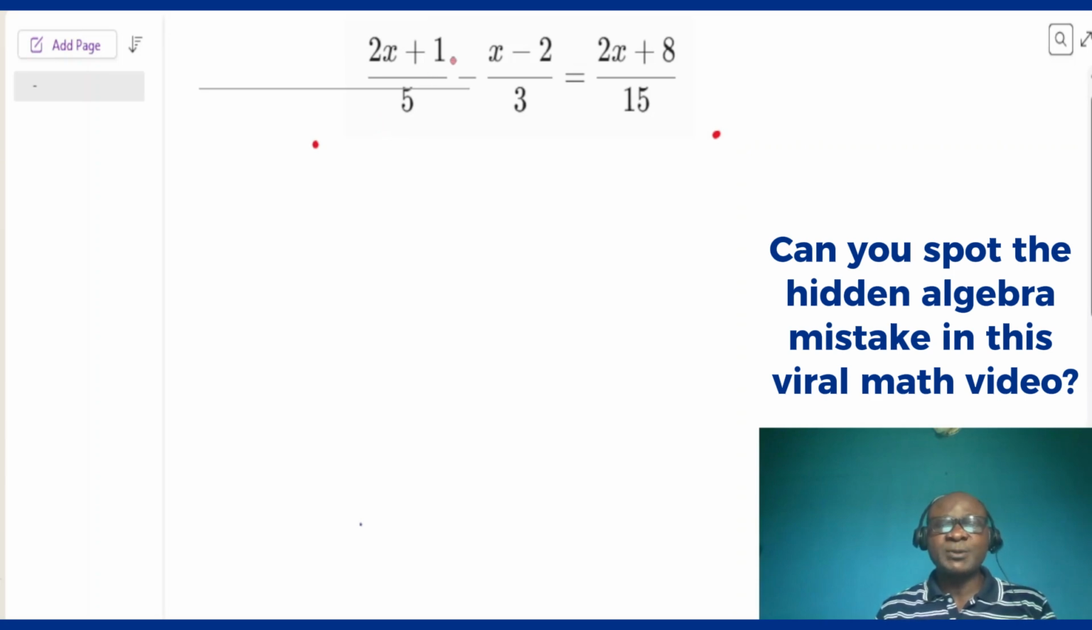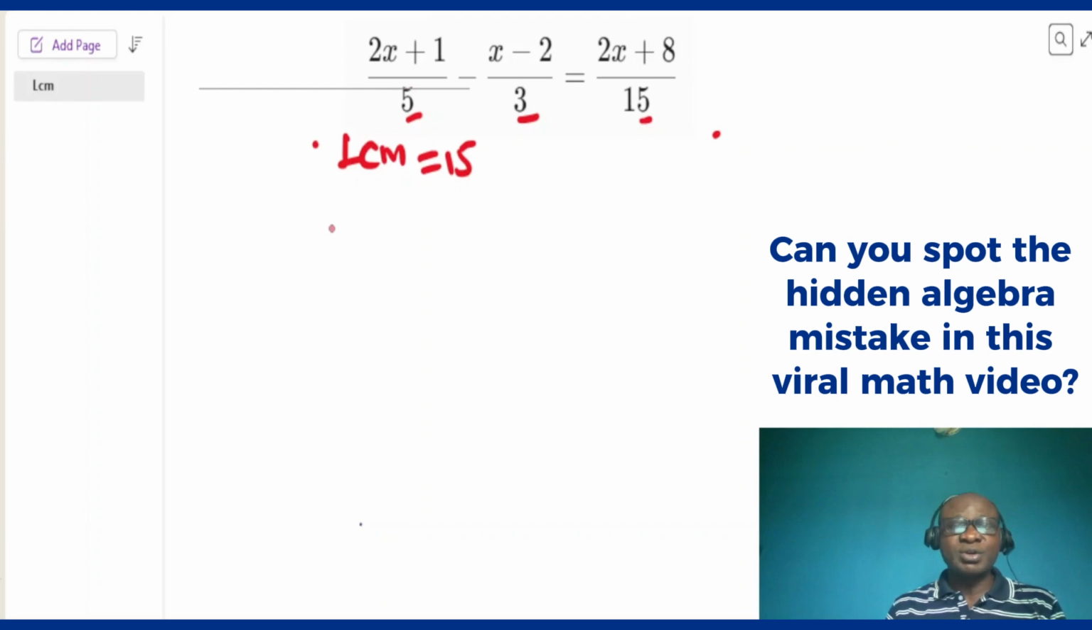Algebra: (2x + 1)/5 - (x - 2)/3 = (2x + 8)/15. The most simple way to do this is to first and foremost find the LCM. So the LCM of these 5, 3, and 15 is going to give us 15. The next thing I will do is to use that LCM, which is 15, to multiply all the fractions.